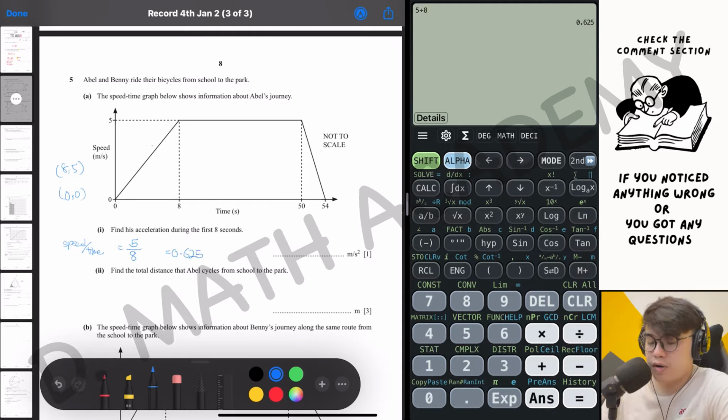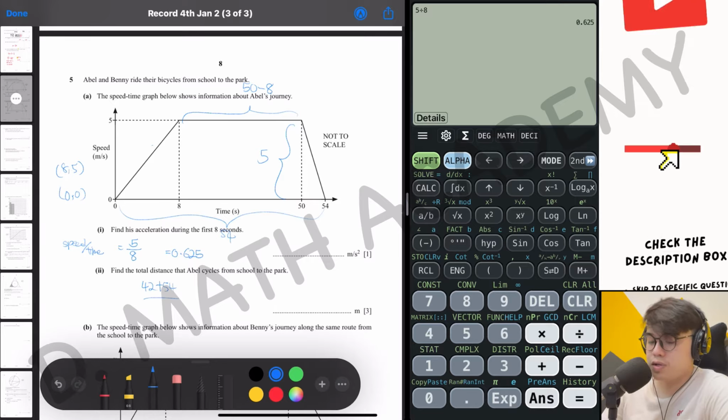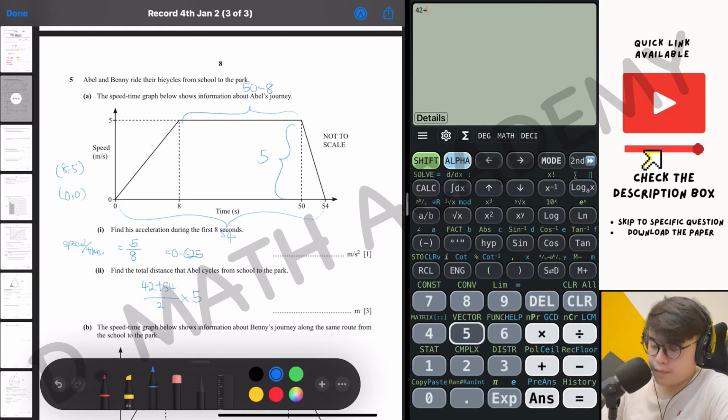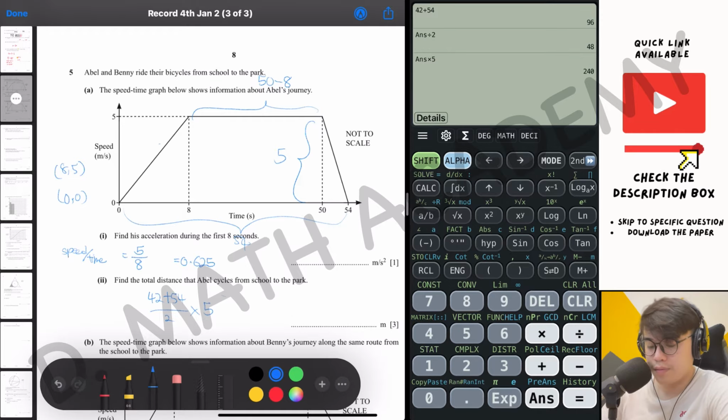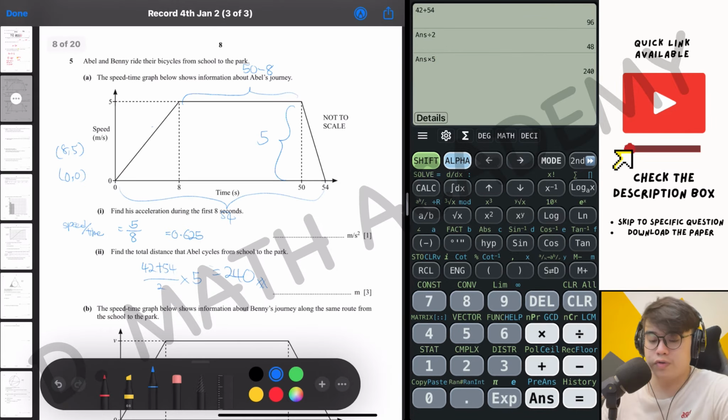Total distance traveled here, that is basically our trapezium formula. So the top here is actually by taking 50 minus 8. The bottom is 54 entirely, and the height of this trapezium is just 5. So top plus bottom, so we have 42 plus 54 divided by 2 multiplied by the height, and you get your answer as 240. So that's how you solve your part 5 number 2 here.